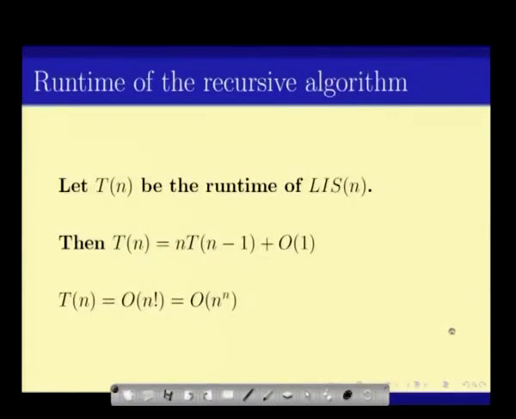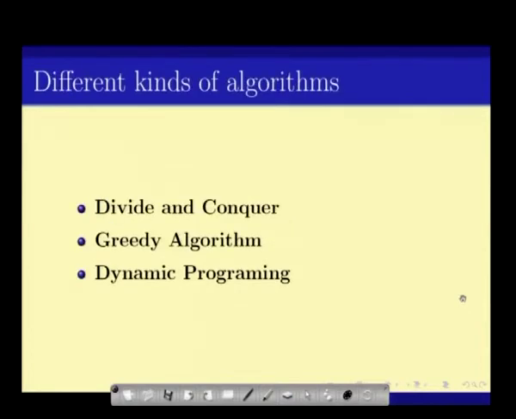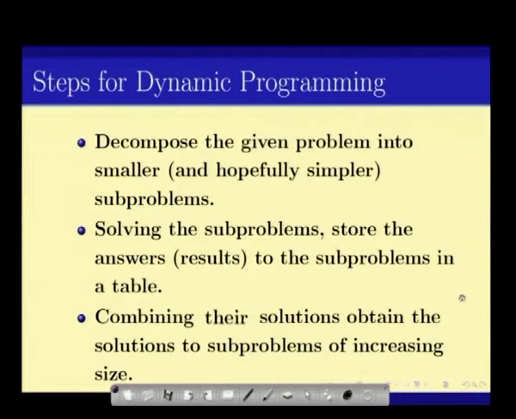Before the break, we saw the recursive algorithm for solving the longest increasing subsequence, and we saw that its runtime was not very good, but we know that we can use this kind of technique to obtain a dynamic programming approach. So, how can we do it using dynamic programming? Just to quickly recap, dynamic programming is just like two other techniques of algorithms that we have seen, divide and conquer and greedy algorithm. In dynamic programming, the idea is to divide the problem into smaller subproblems.